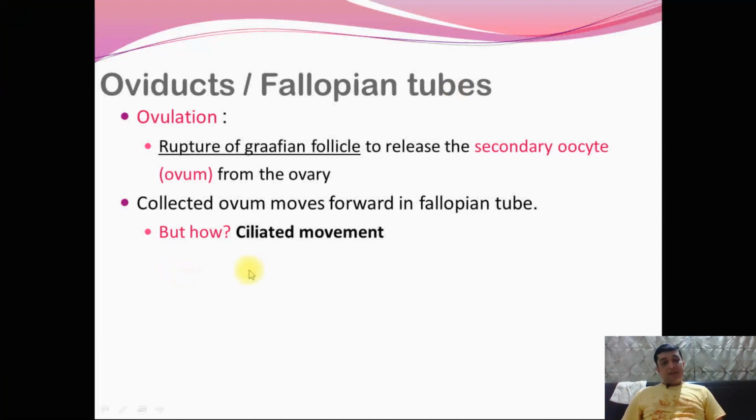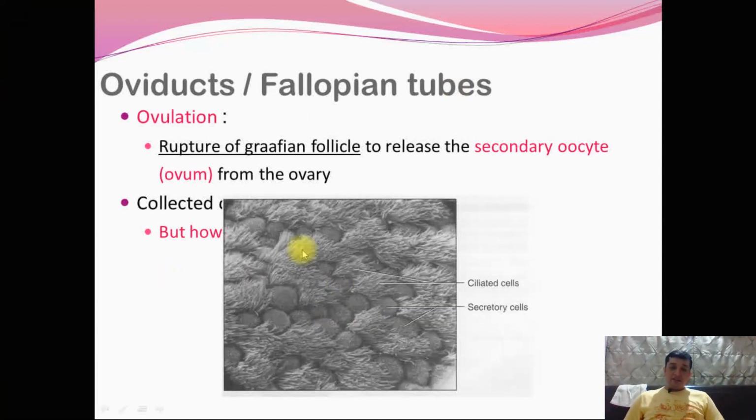This movement, as you can see in the diagram, shows the ciliary movement. Some of the cells are secretory and some clearly have cilia, and this helps in the movement of the large structure, the secondary oocyte. Without this cilia, movement is not possible. This is in contrast with the vas deferens, where peristalsis helps in the movement of sperm. Also, sperm themselves have a flagellum, which results in their motility.